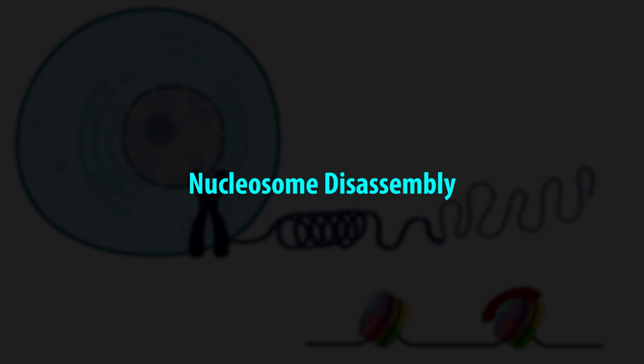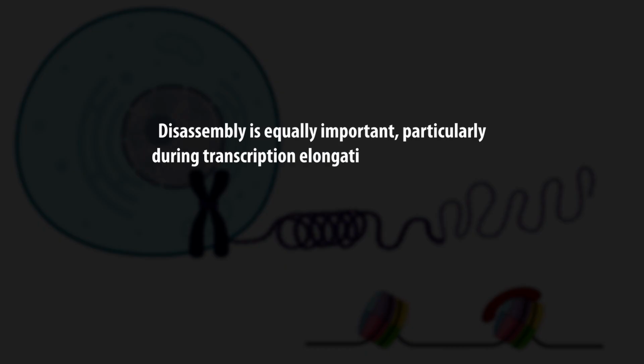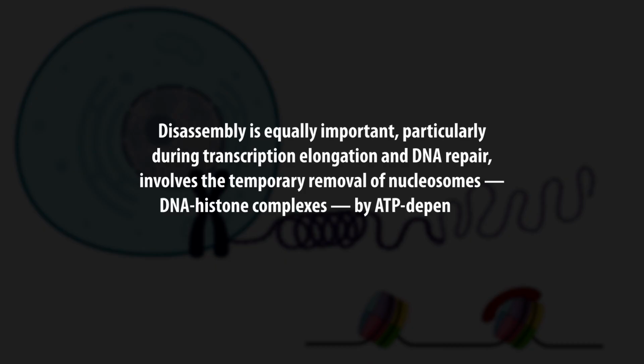Next, we will see nucleosome disassembly. Disassembly is equally important, particularly during transcriptional elongation and DNA repair. It involves the temporary removal of nucleosomal DNA-histone complexes by ATP-dependent remodelers and histone chaperones. Remodelers like switch sucrose non-fermentable and INO80 evict or slide nucleosomes, allowing RNA polymerase II to transcribe genes and repair enzymes to access damaged DNA, as in double-strand break repair.